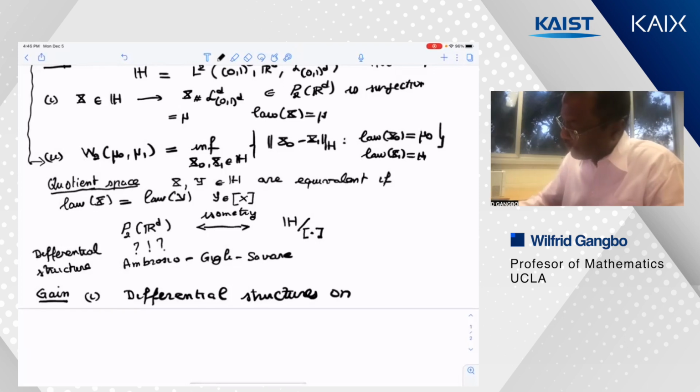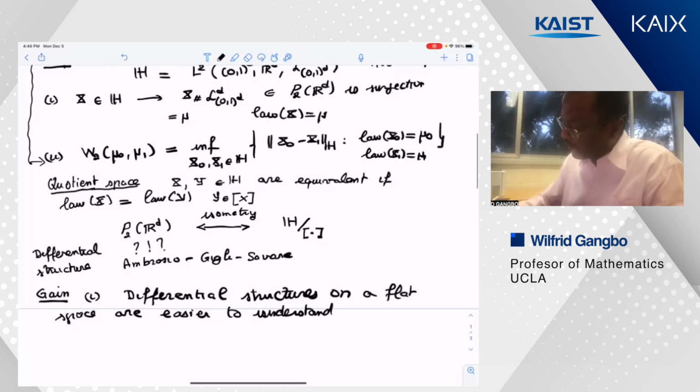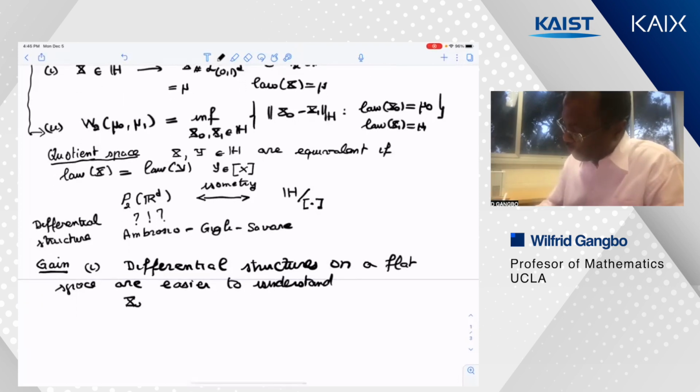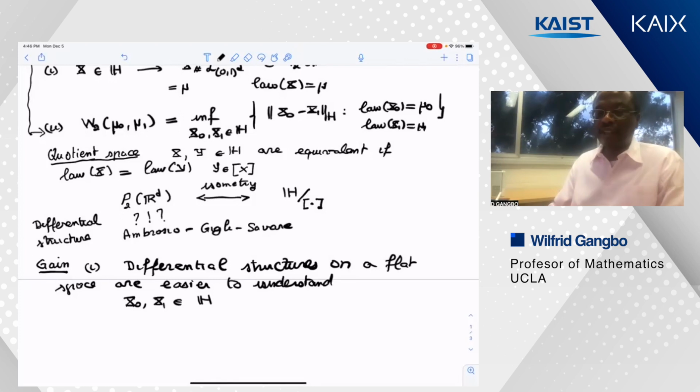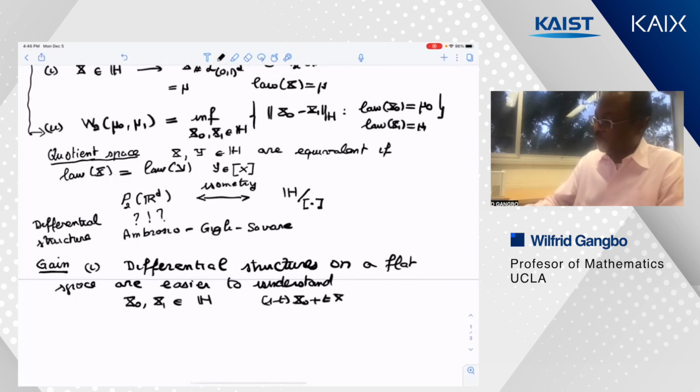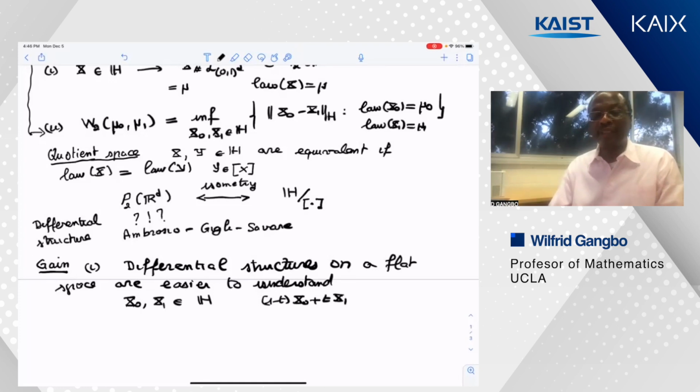On the flat space, things are easier to understand. To give you an example, if I take S0 and S1 in H, and I want the geodesic connecting S0 to S1, it will be given by (1 minus t) S0 plus t S1. So this is one advantage of having a flatter space.